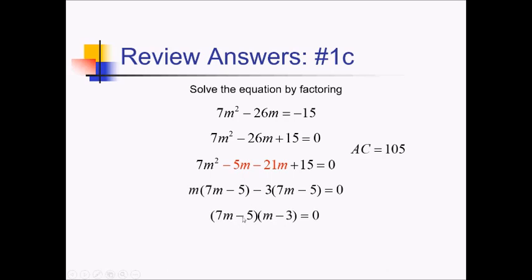Setting each of these equal to 0 and solving now, if 7m minus 5 equals 0, well, if I add 5 and divide by 7, I get 5/7 for that m value. And if m minus 3 equals 0, adding 3 gives me an m value of positive 3.